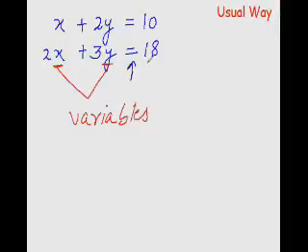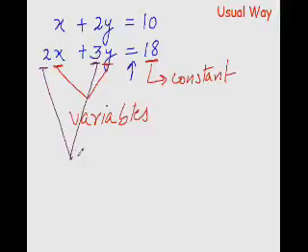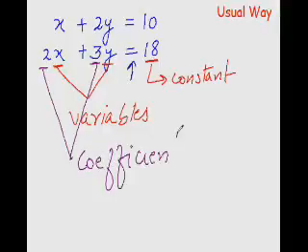This number that you are seeing here is known as a constant. And this 2 and 3 that you are seeing are known as coefficients. Basically, they are numbers that are put before the variables. All right? When there is no number put before a variable, the coefficient is always 1. But we don't write 1, all right? It is understood that it is 1.